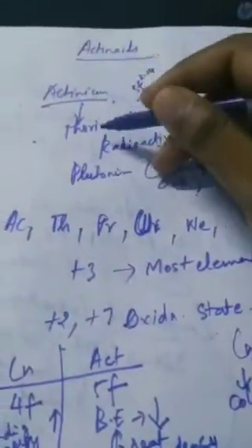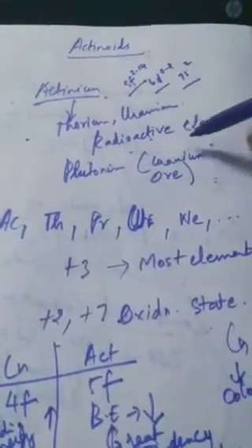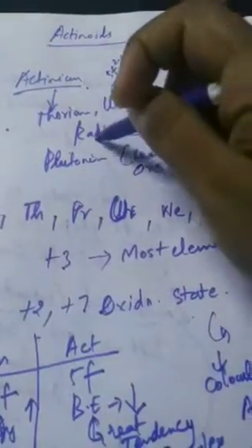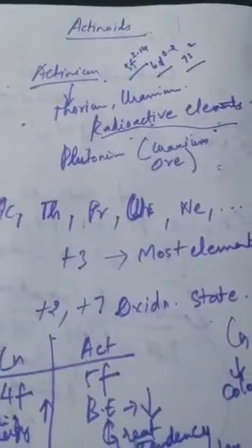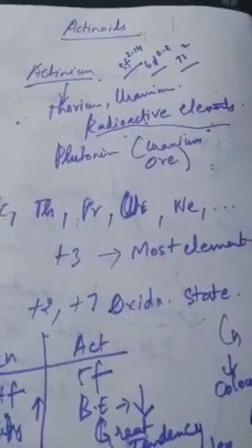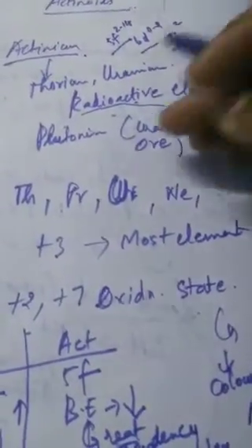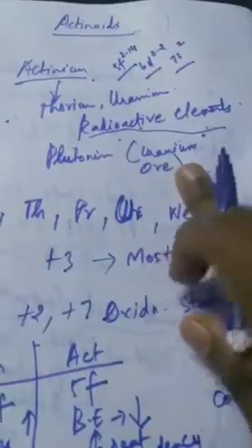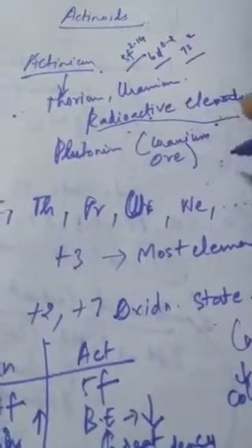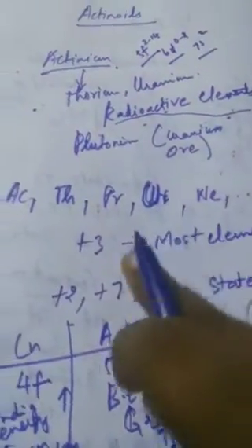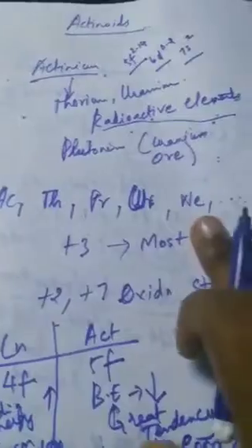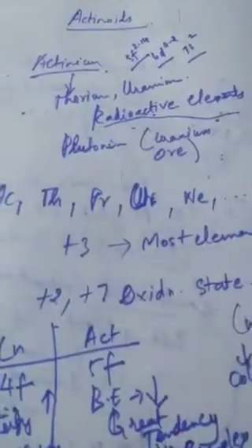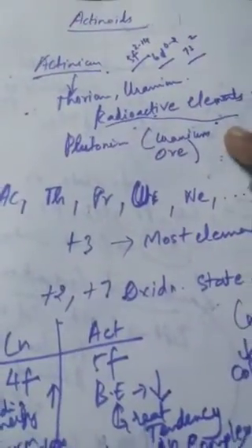Some of the elements formed after actinium are thorium and uranium, radioactive elements. These are called radioactive elements because they are used for nuclear energy production. Plutonium and uranium ore also belong to the actinium group. So actinium, thorium, protactinium, uranium, neptunium, etc. will come under actinium.